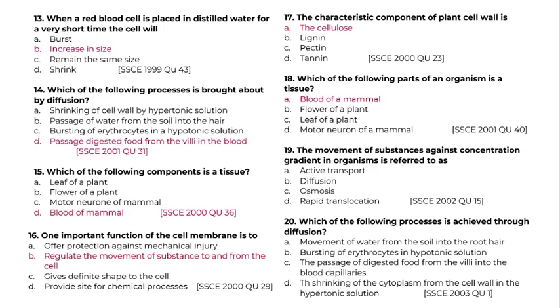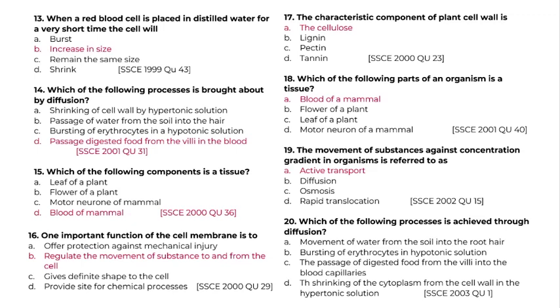Unless there is an external force causing the substance to move against the concentration gradient, it doesn't happen. So in diffusion, we don't see that happening. In osmosis, no. Rapid translocation, no. But in active transport, we have movement of substances against the concentration gradient by the use of external force or some energy. So the correct answer over here is option A, which is active transport.